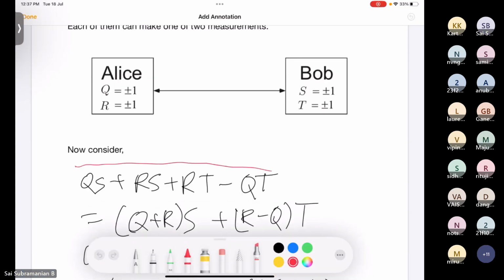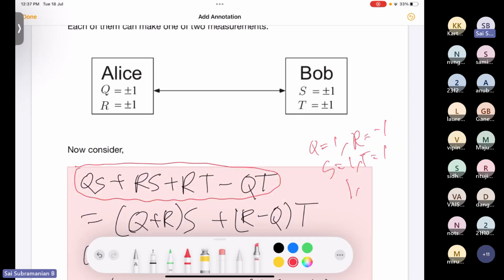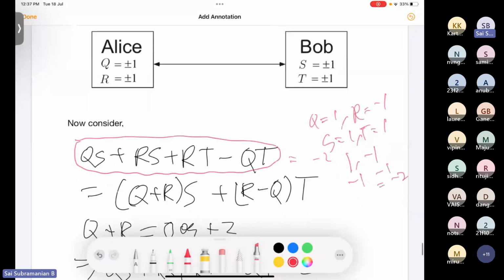So, for example, if Q is 1, R is minus 1, say S is 1, T is 1, then QS is 1, then RS is minus 1, and RT is minus 1, minus QT is minus 1. So it totally adds up to minus 2. So this value will give us minus 2. Like that, based on the values, we can calculate QS plus RS plus RT minus QT.